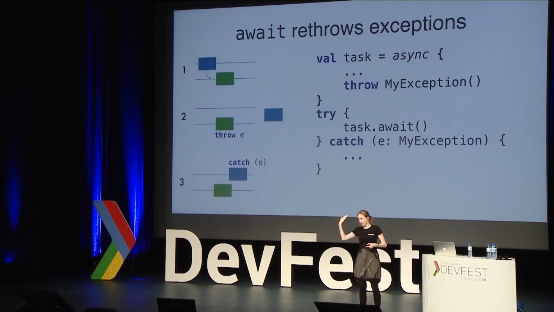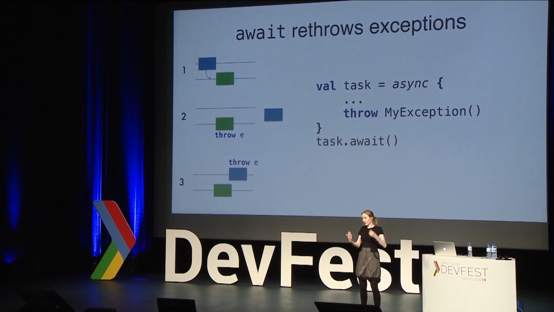Await just rethrows exceptions. So if the coroutine that you started throws some exception, you may catch it while calling await, and your exception will be correctly caught. You can simply use a regular try-catch and surround this await function with try-catch to process this exception in the correct way.